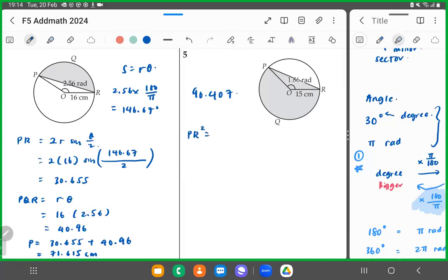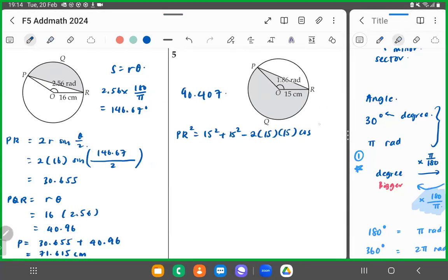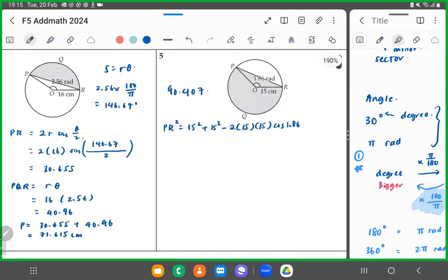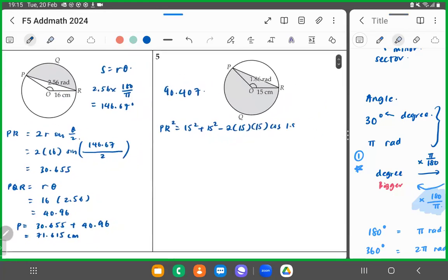PR squared equals 15 squared plus 15 squared minus 2 times 15 times 15 cos. For this PR, because it's facing upwards, the angle is still the same, 1.86. So this one you will need to change to degrees. 1.86 times 180 over pi, like this. So the PR equals 24.047.